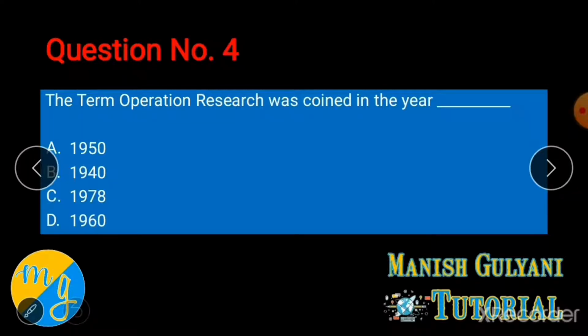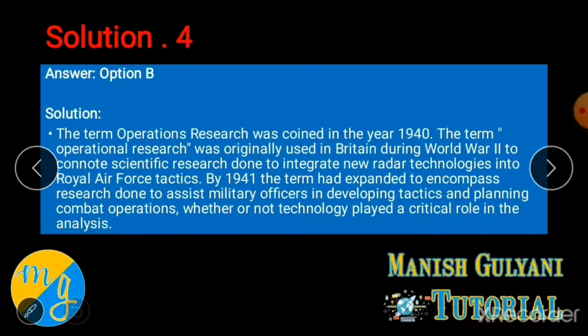Clear? Next question. The term operation research was coined in the year 1950, 1940, 1978 or 1960. And the correct option is B, 1940, during World War II. Clear? When the British army was facing a problem with limited resources, at that time they invited experts from different fields. They invited scientists. That word operation came from the military.